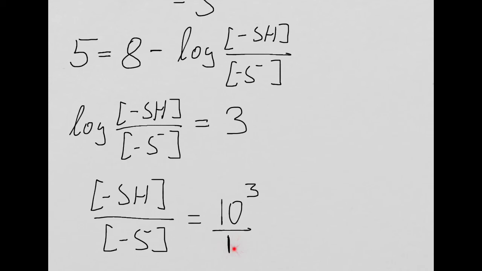How did you know that acid over base is 3? 8 minus something is 5. So this something must be 3.